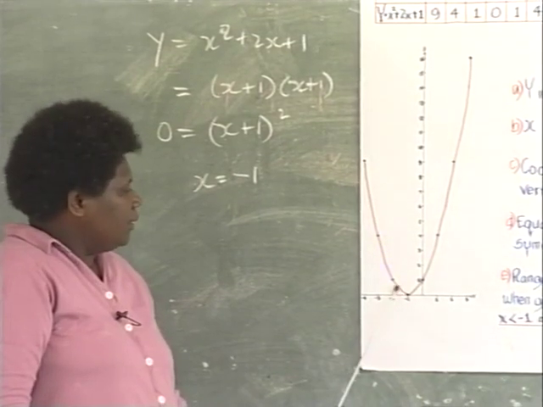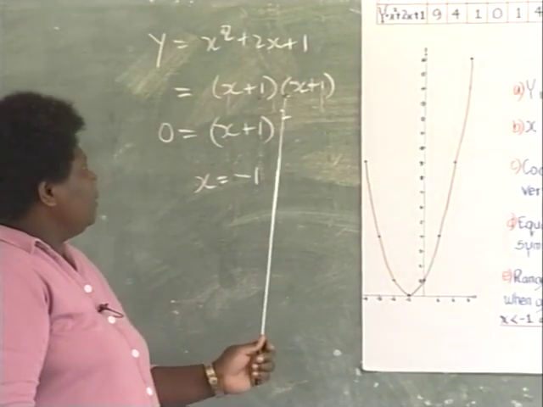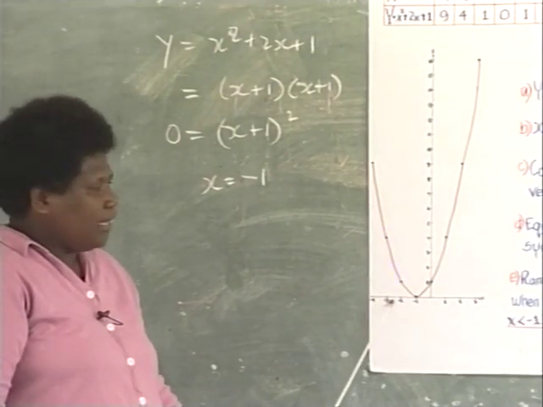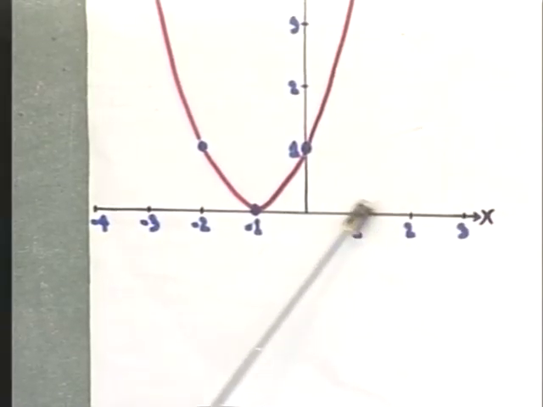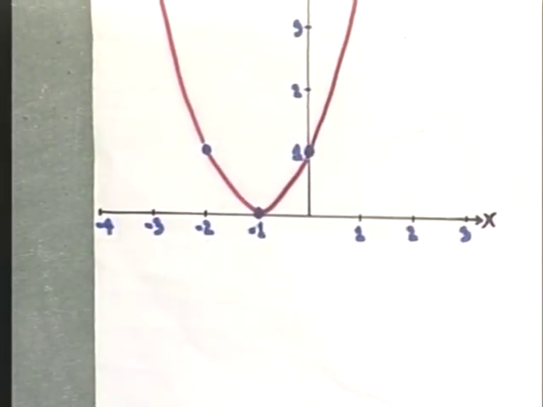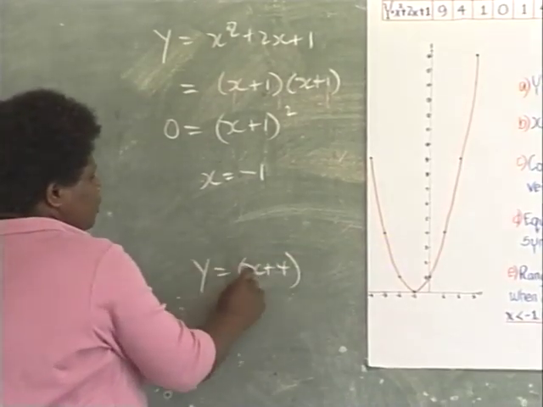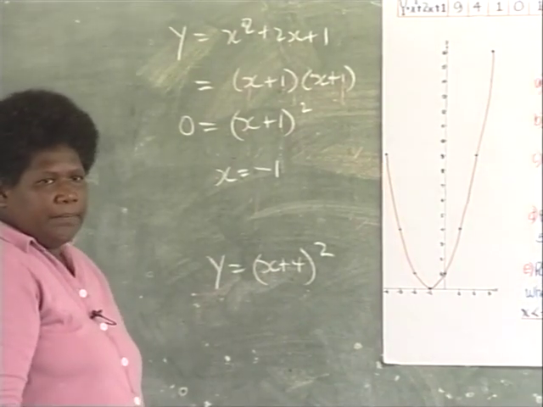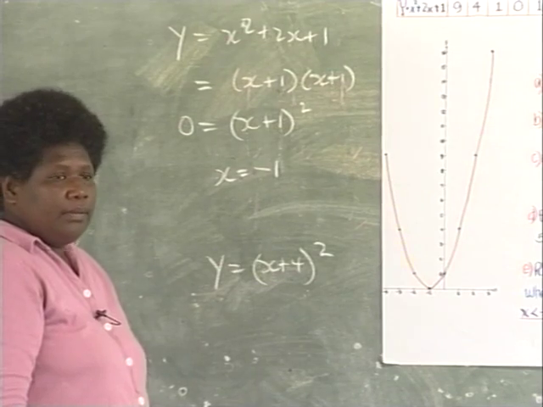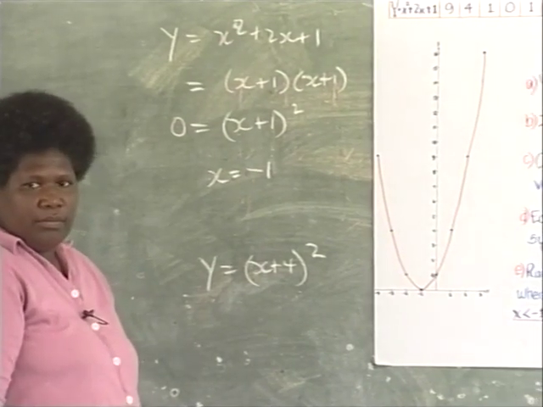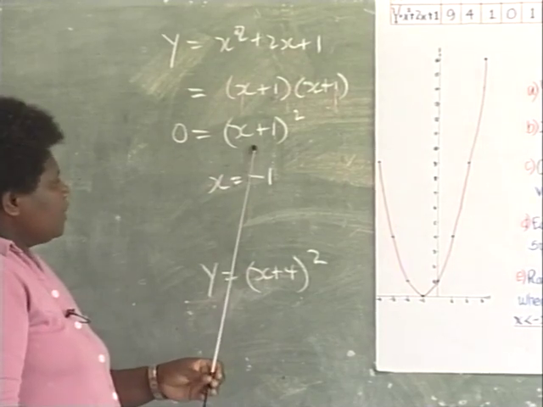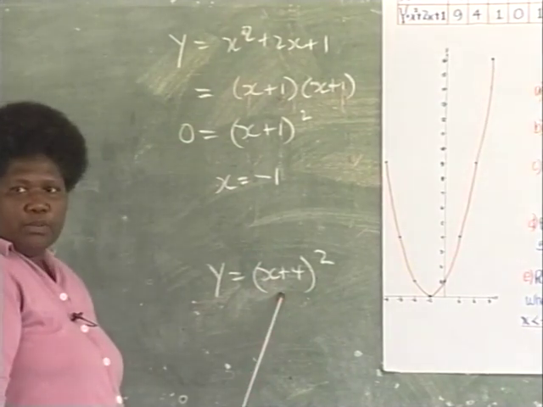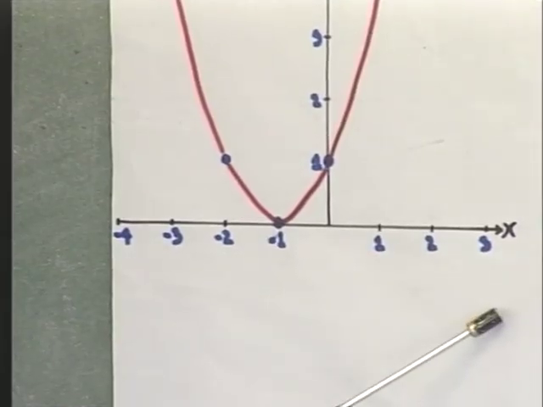It's -1. If there is any graph where you have a square when you factorize, it will always turn around. It will always have a turning point along the x-axis. For instance, if you were asked to plot y equals x plus 4 squared, just by looking at this, where do you think the turning point is going to be? -4, 0. Like this one is y equals x plus 1 squared. The turning point is at -1, 0. If we plot y equals x plus 4 squared, the turning point is going to be at -4, 0.